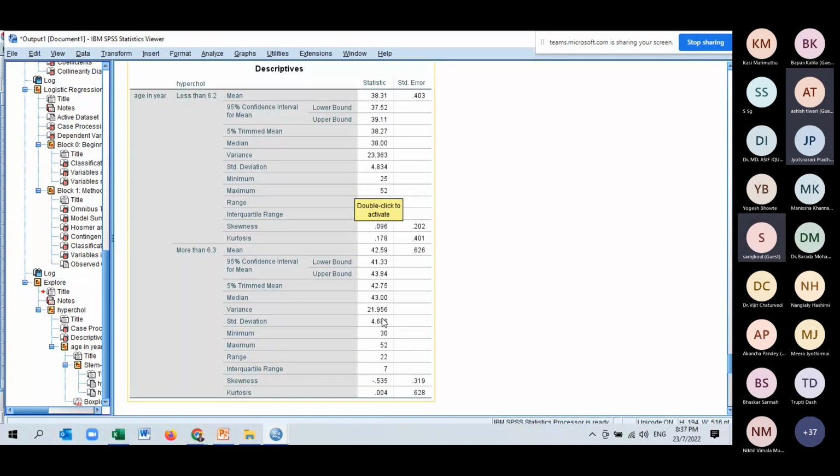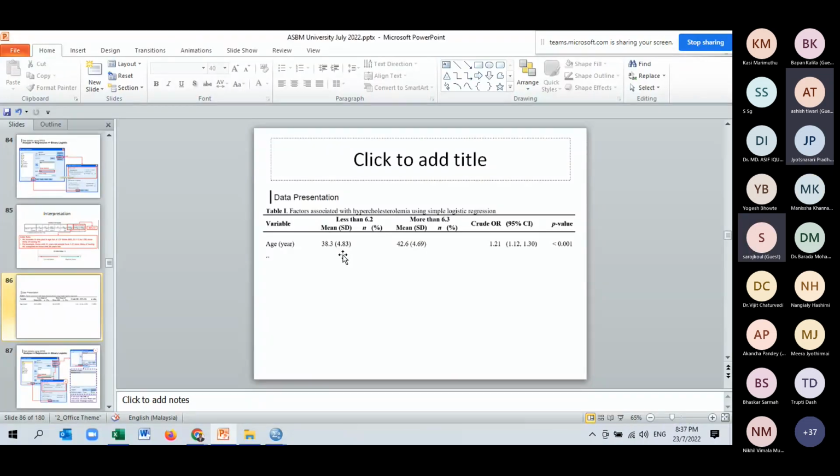Participants, have you all done? Have you all got the value? Yes, sir. The descriptive statistics. So the mean value we need to be captured in this particular table. So 38.3, the standard deviation of less than.